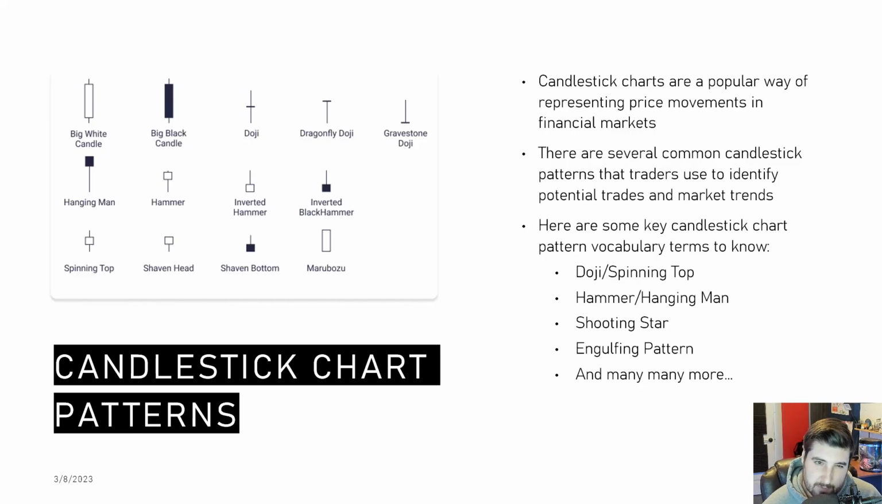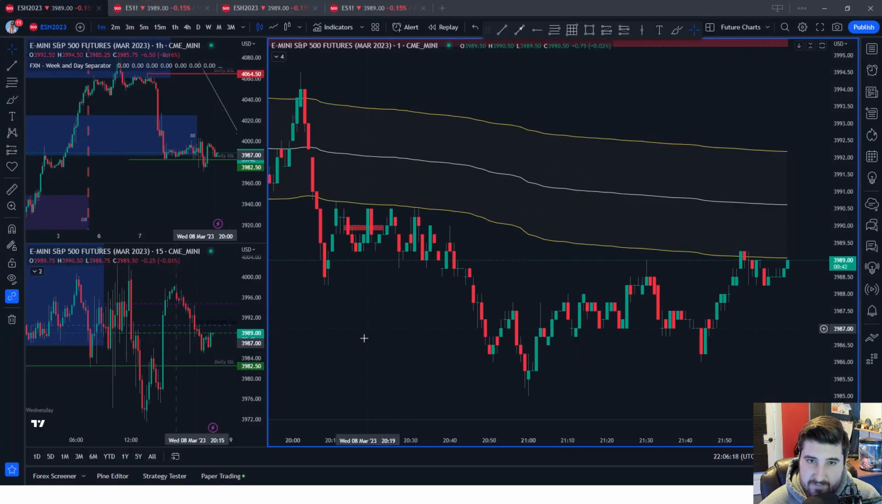Hanging man has a little bit of body, just like the dragonfly. Hammer, short, a little bit of wick up top. Inverted hammers, spinning top, shaven head, shaven bottom, marubozu. None of that really matters. What you need to learn is price action, but I do wanted to cover this just in case people are going to use these in their strategies. And we'll look in the chart and just see.